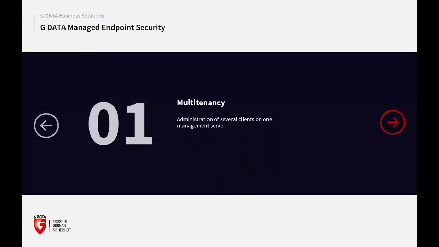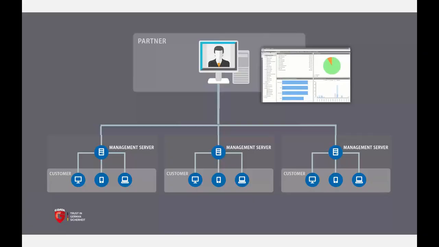Here we have point one, multi-tenancy. What's behind it? What does it look like? As you can see here, in the past, in order to serve our customers, and you see the customers down here, three different customers, and the partner up here, it was necessary to have a management server on the customer side, and all the customer's devices could connect to the customer's management server. And we had a so-called master admin. If you wanted to manage your customers' management servers, you would have to use the master admin to connect all these different management servers together in one console.